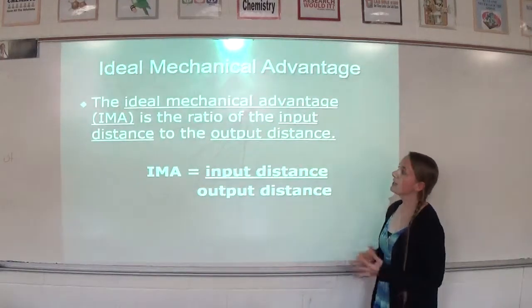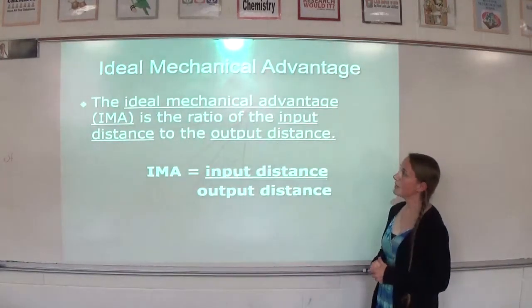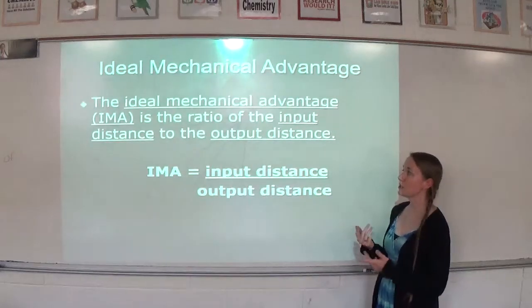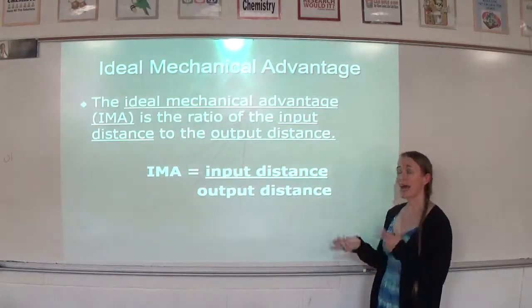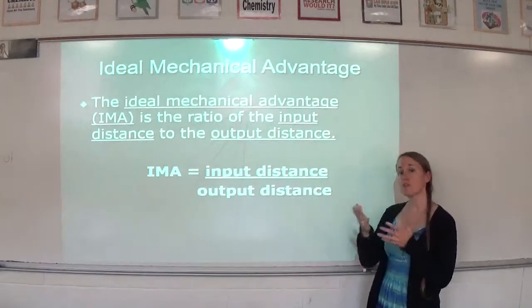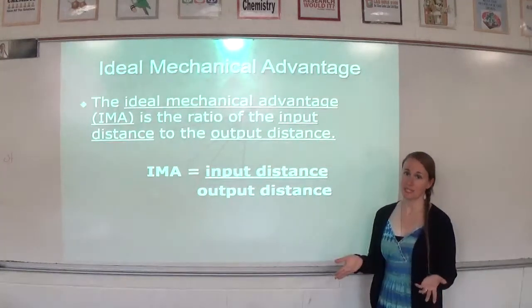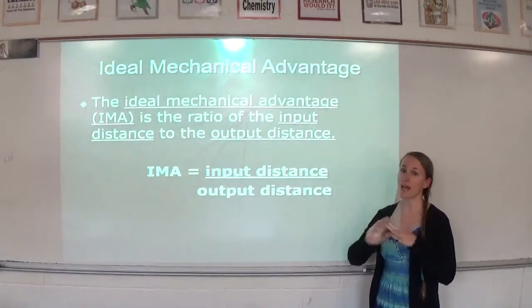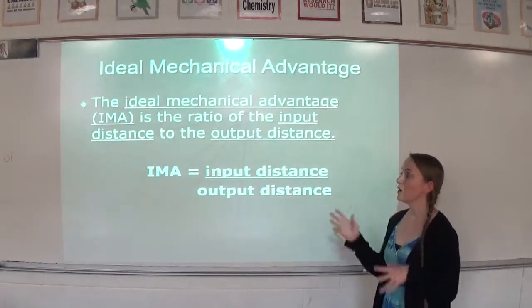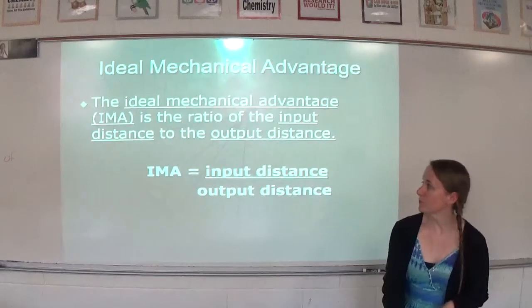So the ideal mechanical advantage, which is abbreviated IMA, is the ratio of the input distance to the output distance. Whereas actual mechanical advantage deals with the forces, the ideal mechanical advantage deals with the distances. And remember, this is the one where there's the absence of friction. So your actual will always be less than your ideal.